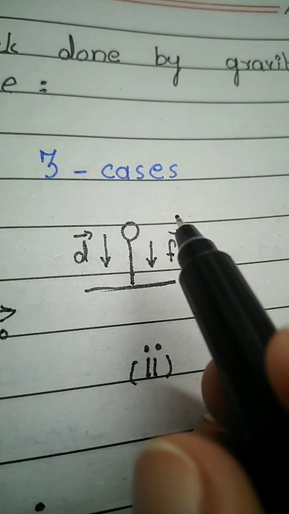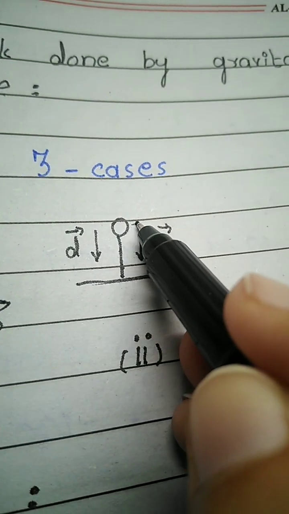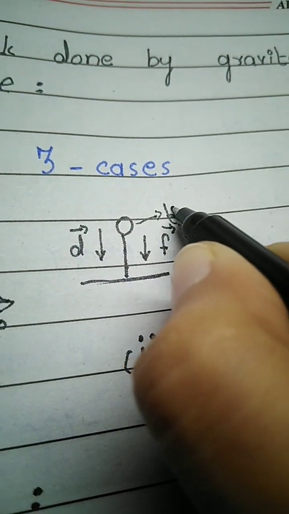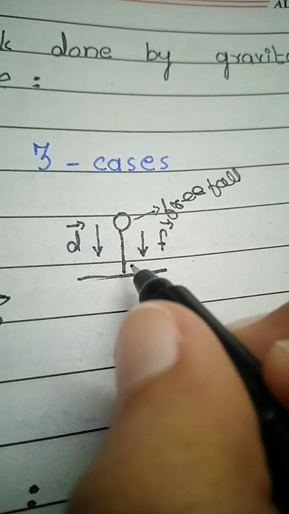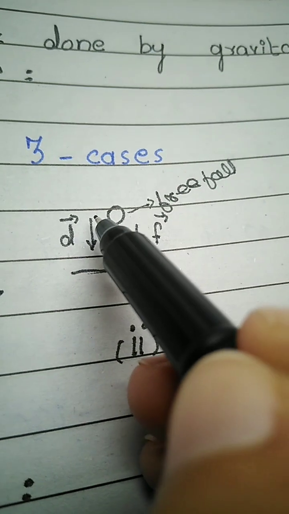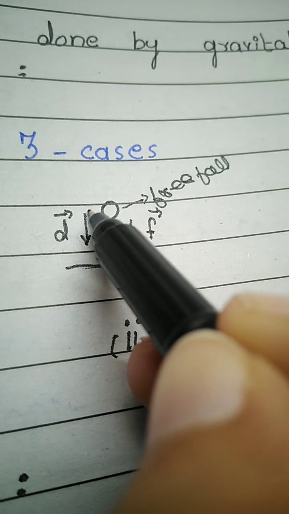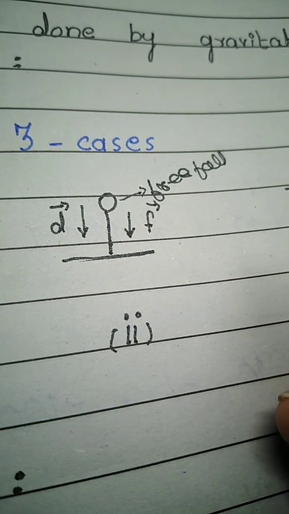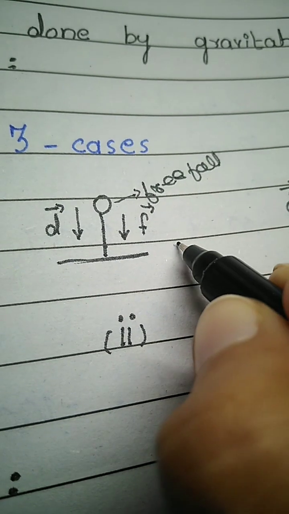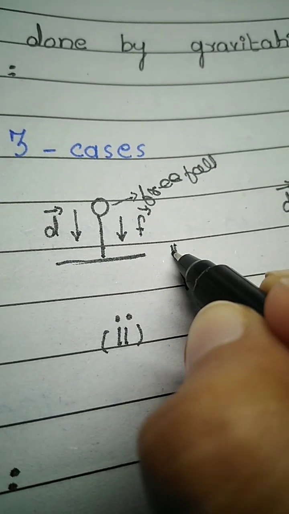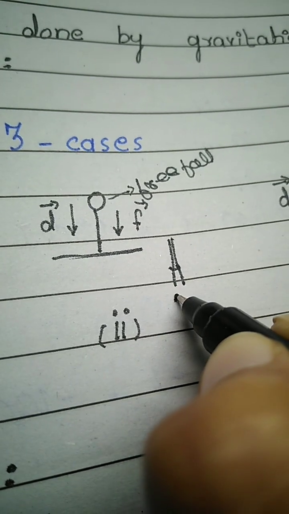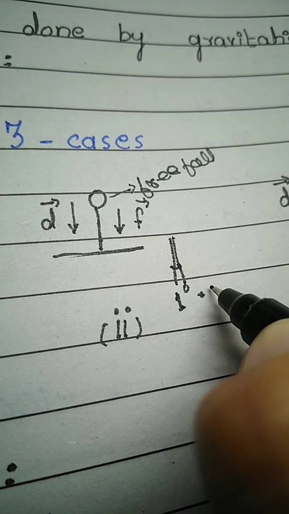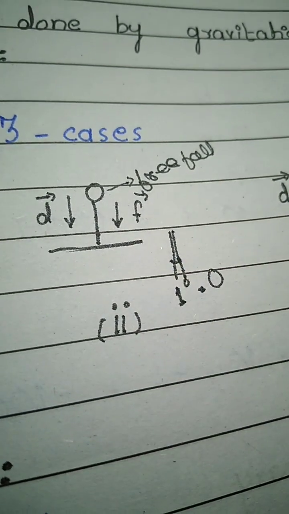Second condition is a free fall: let me write here, free fall moving objects come downwards. Now the force is downwards and the displacement is also downwards. So what will be the condition here? Now just see, that would be angle 1 or 0. So what will be the work done here?